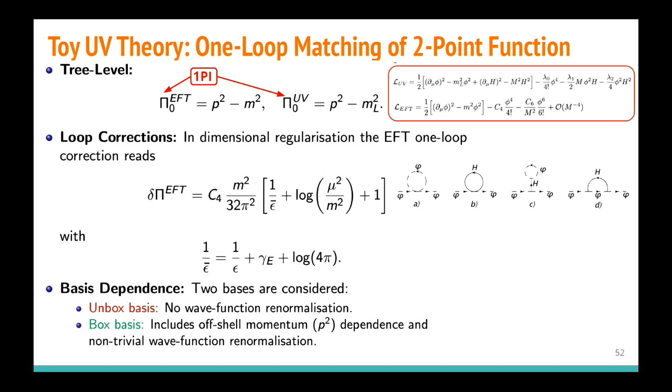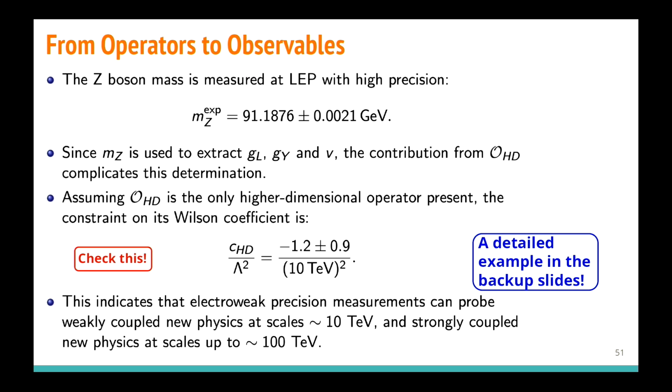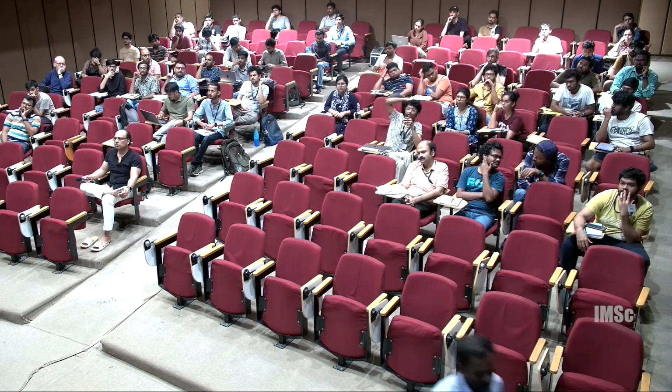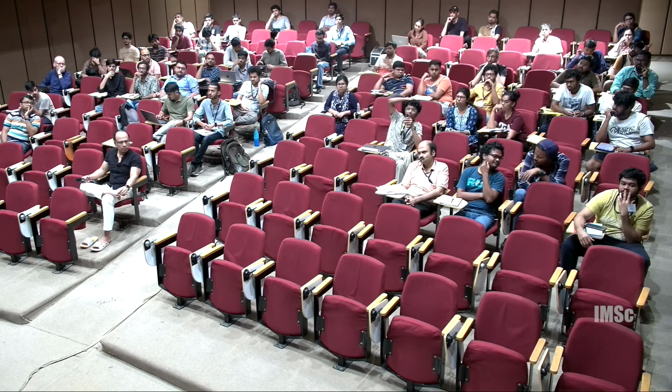Just one question about the previous things. So the electroweak precision measurements that you're talking about, I mean, this is probably a very naive question. How do the dimension 5 or dimension 6 operators break custodial SU(2)?